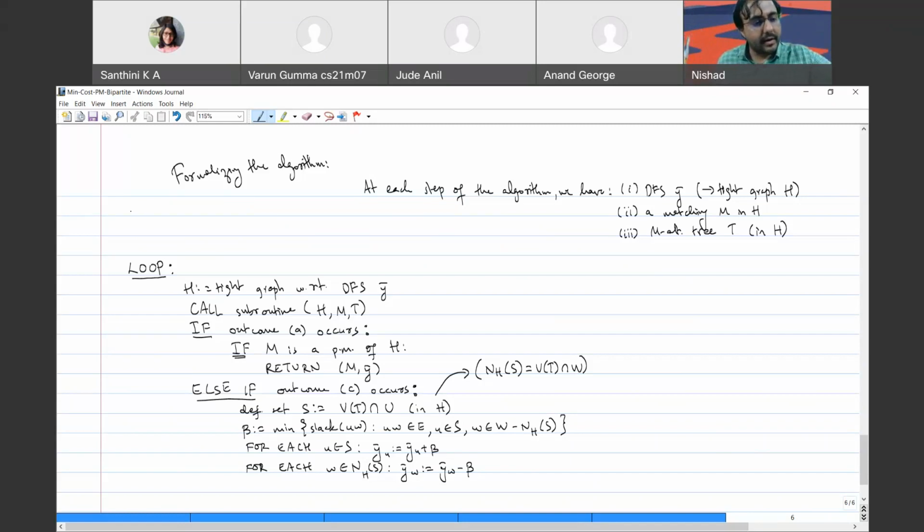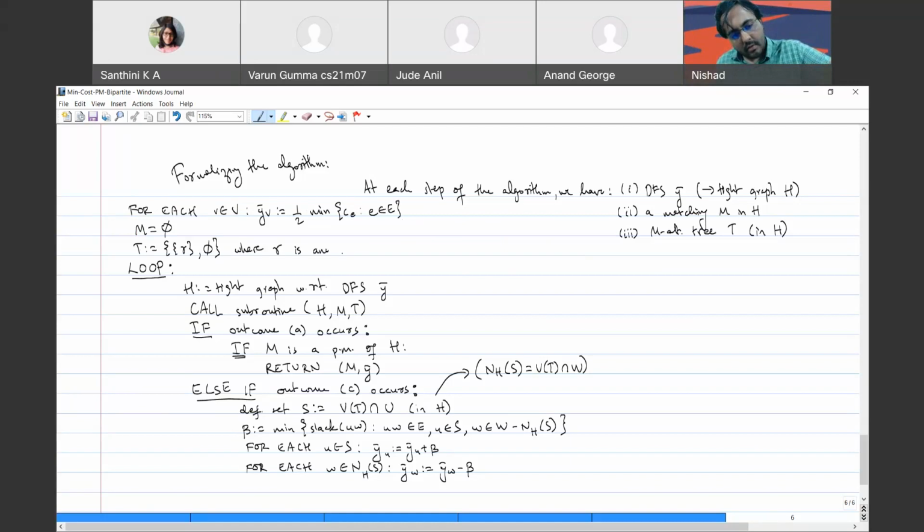Well, it's standard, right? So we set the dual feasible solution for each vertex of the graph, set the dual variable to be equal to half of the minimum of the cost of all edges. And we are going to set the initial matching to just the empty set, and the tree to be any exposed vertex in the set U. Well, it's any vertex because it's the empty matching.